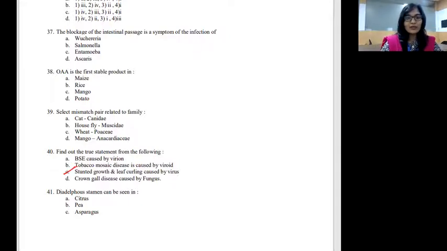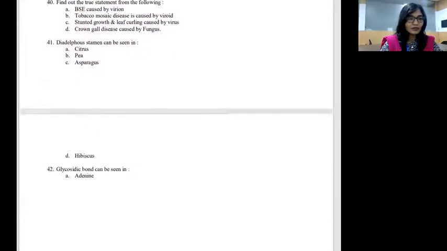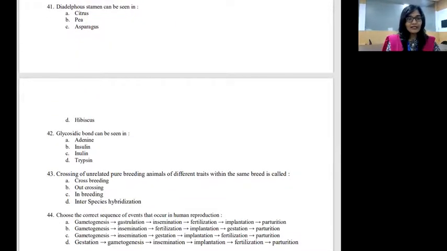Okay, next question we will see. Diadelphous stamens. Diadelphous stamens can be seen in citrus, pea plant, asparagus, and hibiscus. So stamens, you already know what a stamen is made of. It's the male reproductive organ. Many stamens together make the androecium. A stamen has a filament, and then the anther. Let me write it.